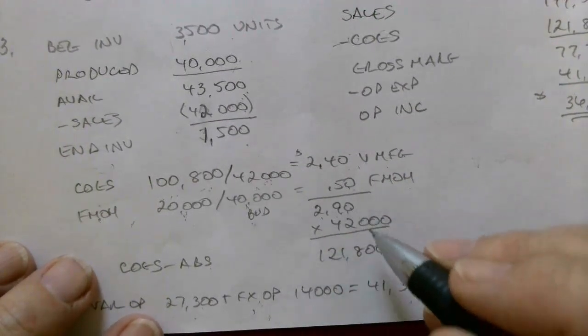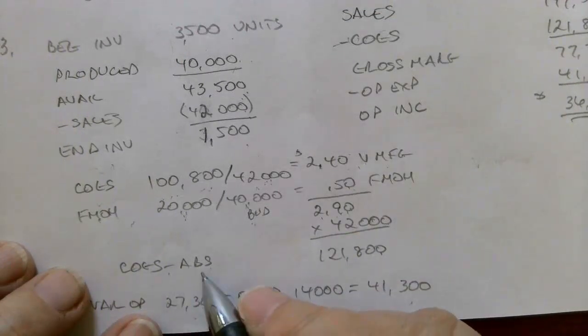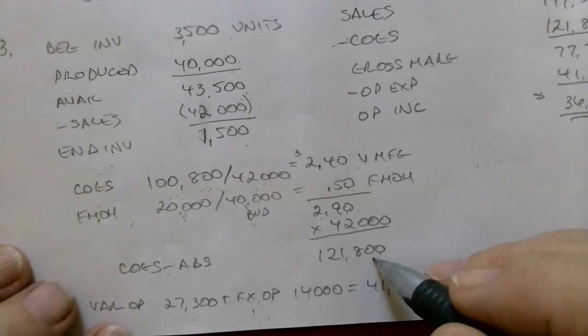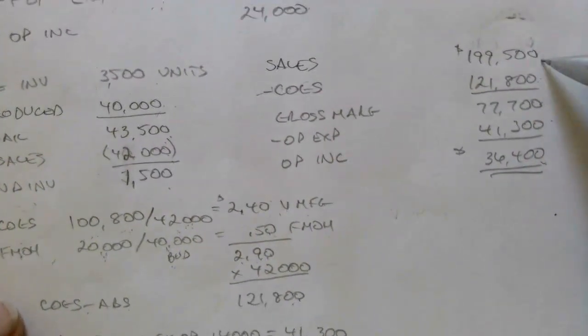Okay, and then they sold 42,000 units, so cost of goods sold on an absorption basis would be $121,800. Okay, so what do we have? So that gives us sales of $199,500. Cost of goods sold is $121,800. So our gross margin is $77,500.